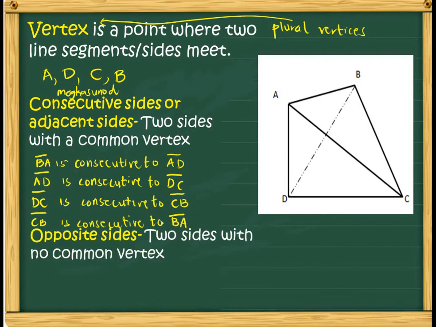Opposite sides, these are two sides with no common vertex. So, we have here segment BA is opposite to segment DC. Pansinin, wala silang common vertex. And segment AD is opposite to segment CB. So, ito, opposite side niya to. Ito, ang opposite side naman niya ay ito.